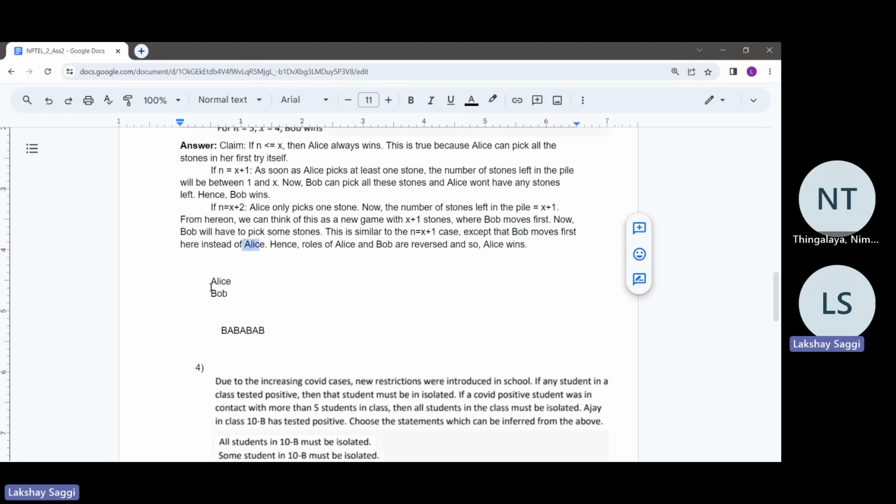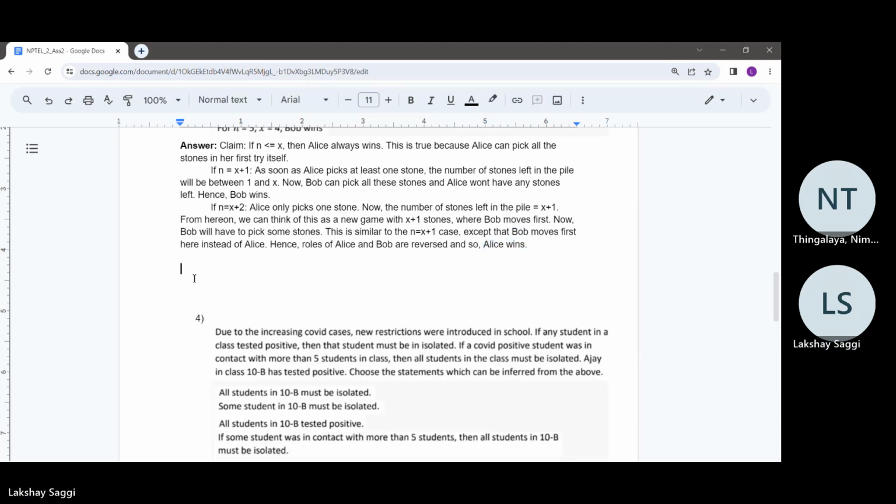And I just said that Alice and Bob are just placeholders for people who are moving first and moving second. So the roles of Alice and Bob are reversed. And so in that case, Bob was winning. So in this case, Alice will win, because Alice was moving first there and was losing. So here, Bob was moving first, and so Bob will lose. So Alice wins. I hope it's clear to you.